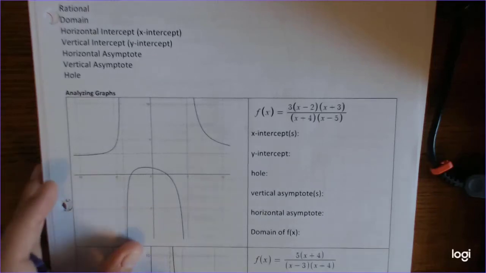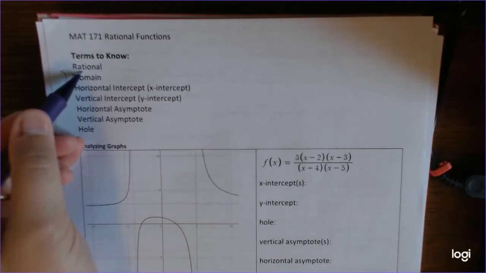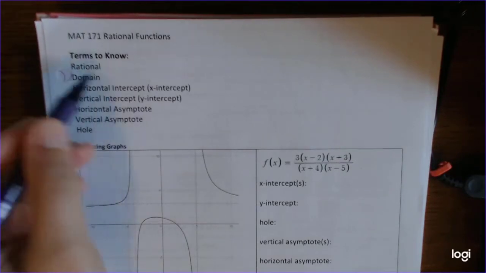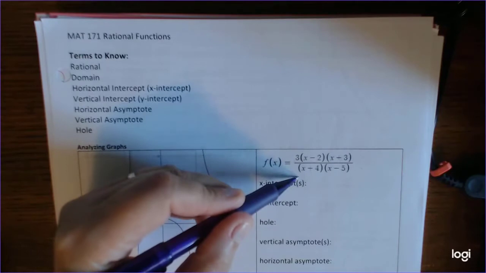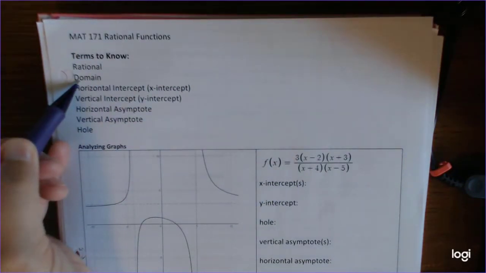This lesson is on rational functions and some terms to know. What's a rational function? It's a function that has x in the denominator. What's the domain? We should know that. That's the set of x coordinates.